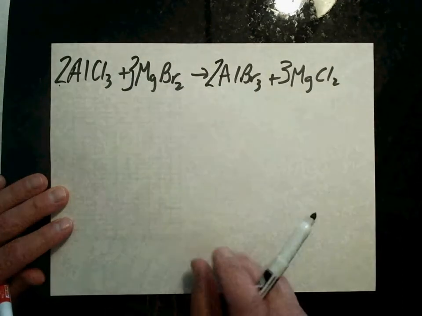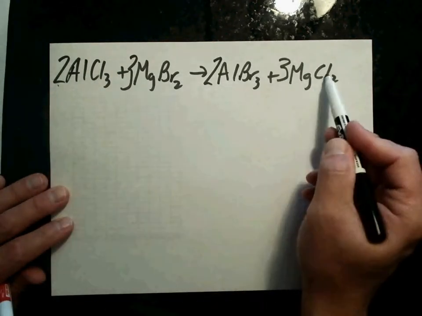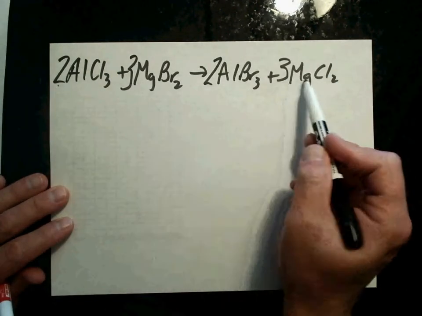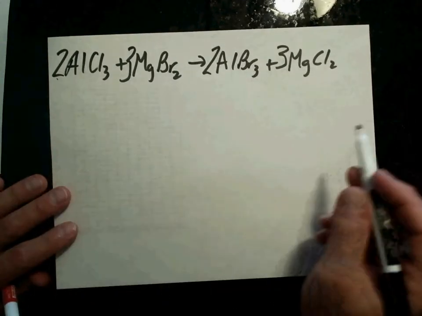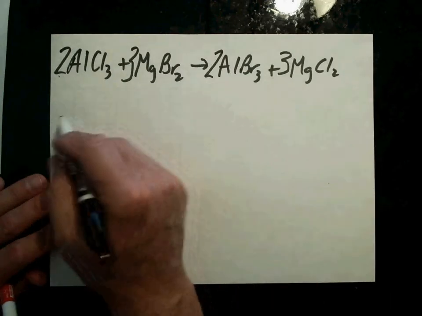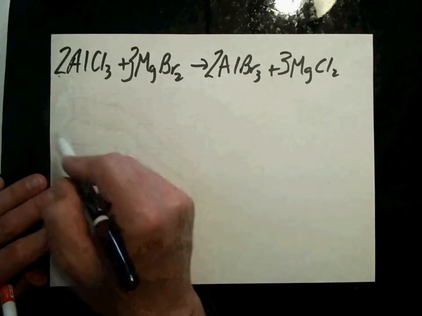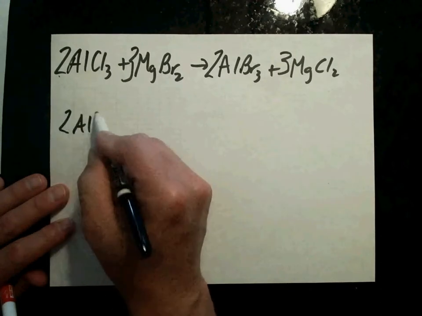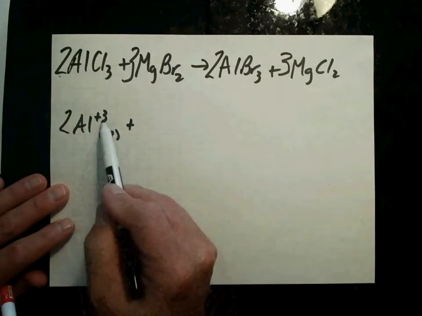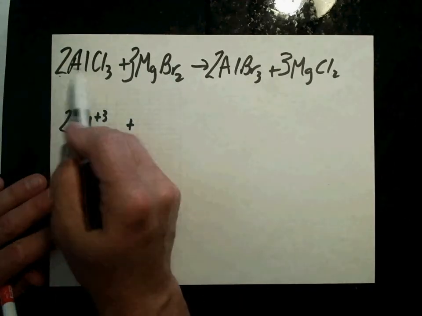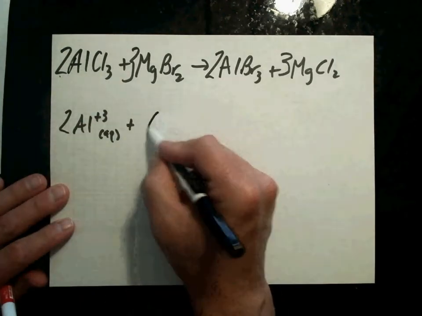Did you get that balancing? 2 aluminums, 6 chlorines, 6 chlorines, 3 magnesium, 3 magnesium, 6 bromines, 6 bromines. Okay, total ionic. It's going to be long because I'm writing it big, but what do we have? All of these are ionic, and they're all aqueous. So, how many aluminums do I have? I have 2 aluminum with a +3 charge, aqueous. This makes you practice your charges off the chart, as well as using your coefficients. How many total chlorines? 2 times 3 is 6 chlorine ions.